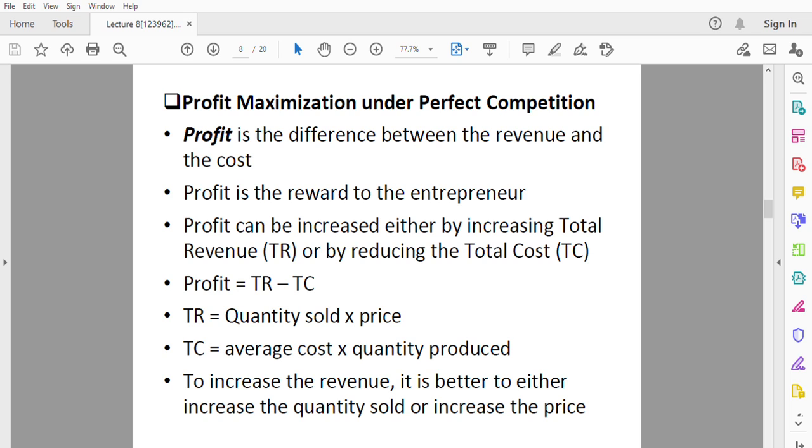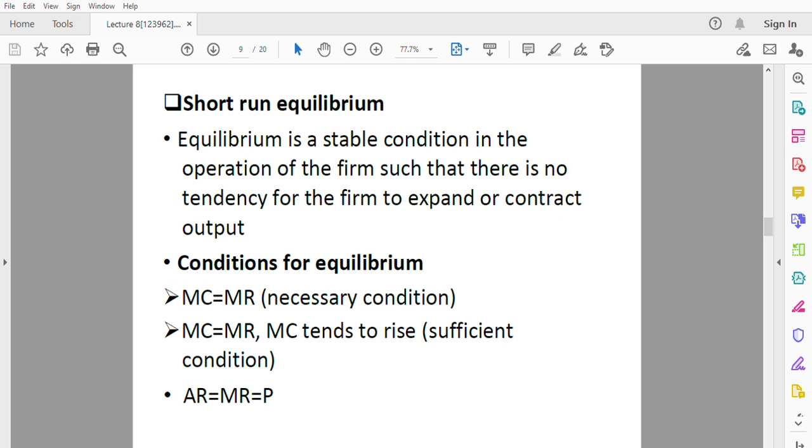You cannot reduce your total quantity produced and expect your total revenue to increase. No. So for reducing the total cost, you have to reduce rather your average cost. So to increase the revenue, it is better to either increase your total quantity or you increase the price. All right. So let's look at the short run equilibrium.